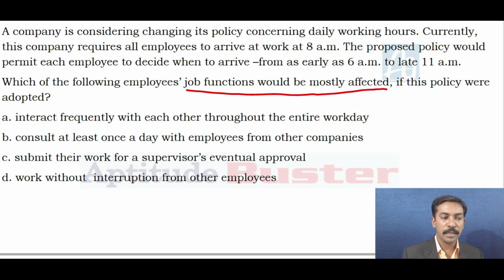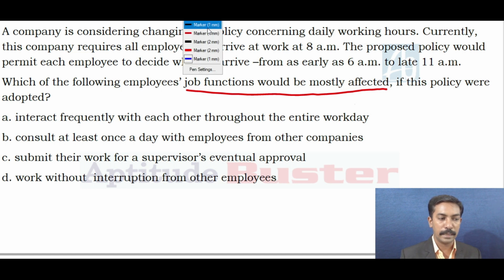Now, to summarize, this text talks about a policy change of a company wherein it allows its employees to report anywhere between 6 a.m. and 11 a.m. and the question asks, if this policy were adopted, which of the following 4 job functions would be mostly affected? Okay, let's move on to option A. Option A says interact frequently with each other throughout the entire workday. Can this be the choice? Perhaps when we read it immediately, we do feel that A could be the answer. So let's reserve it for a while.